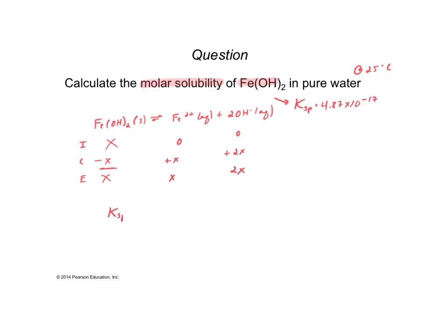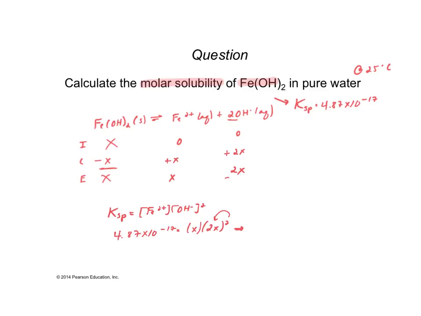Our equilibrium constant expression for this reaction is Fe2 plus times OH minus squared, because of the 2. So when I plug this in, I'm left with 4.87 times 10 to the minus 17 is equal to x times 2x squared. The only thing to note with respect to these Ksp problems is always the stoichiometry. That's the thing that's going to change, and that's why it differs from the acid-base stuff we've been doing. But other than that, it's all fairly simple.